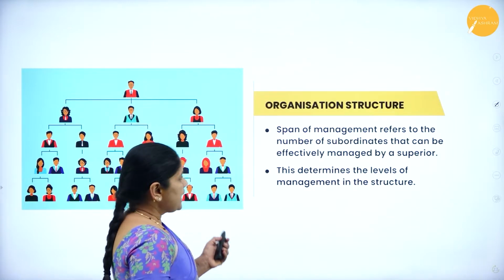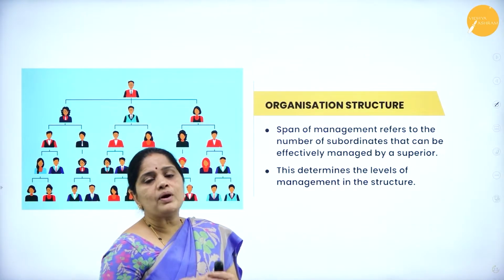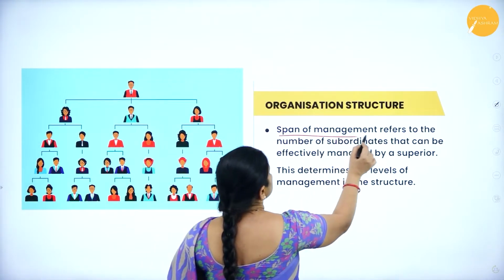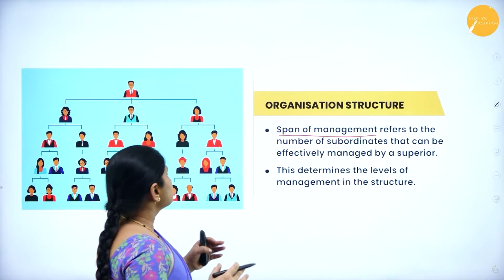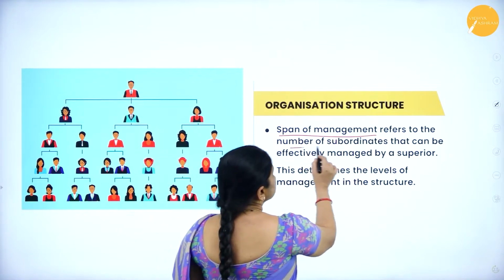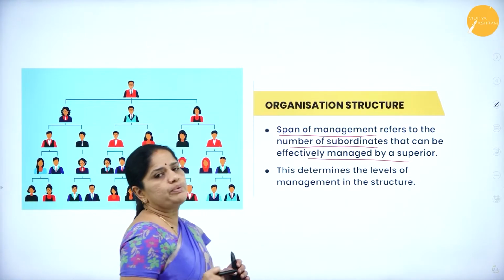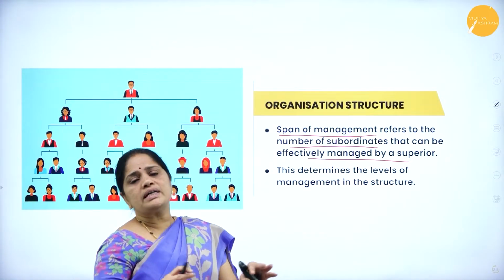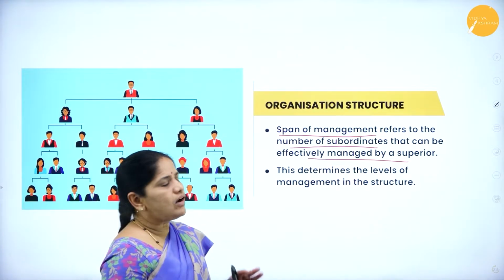Then next, we'll look into this. When you think about organizational structure, you also have to know the meaning of this word, span of management. Now, what is this span of management? It refers to the number of subordinates that can be effectively managed by a superior. So, for one superior, how many subordinates can he handle? That is what we call the span of management.